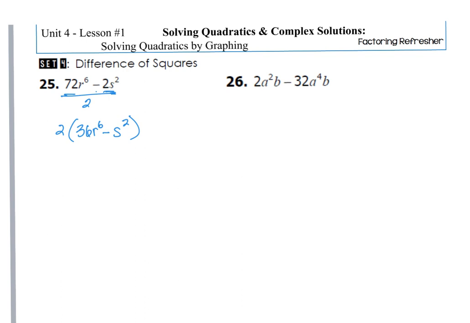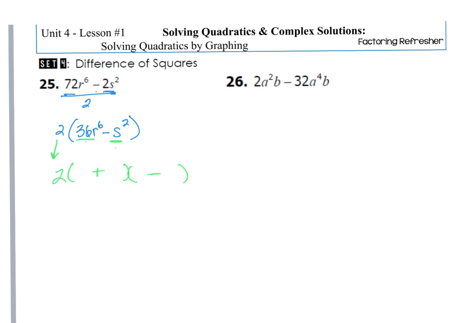Now looking at what we have left on the inside, 36 is a perfect square, and r to the 6th is a perfect square because 6 is even, and s squared is a perfect square. So when I took out that GCF, I resulted in having two perfect squares with the minus sign in between. So now I can do difference of squares to what's inside. We still don't lose that GCF that we put on the outside. I have 2, then 2 sets of parentheses, plus sign in one, minus sign in the other.